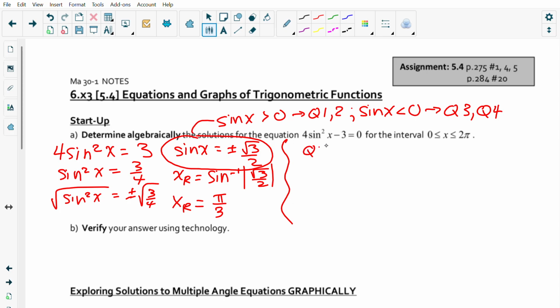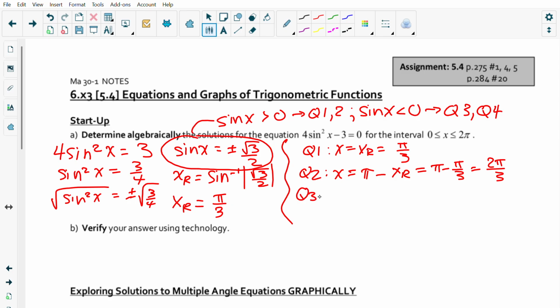In quadrant 1, my angle in standard position, x, is equal to the reference angle, and that is equal to pi/3. That's the first solution. Quadrant 2, my angle in standard position equals pi minus my reference angle, and that equals pi minus pi/3, and that is 2 pi/3.